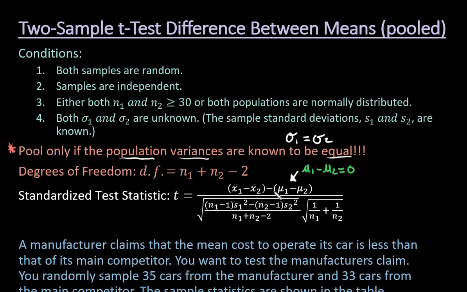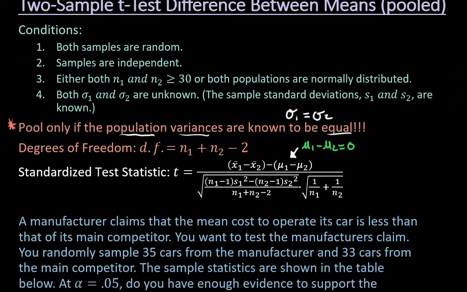So for the most part, you're going to start with the assumption that there is no difference, that they're equal to each other, and so it's going to be 0, but the problem could specify that there is a difference, and that's the only time this would change. N1 represents the size of your first sample. S1 is the standard deviation of the first sample. It's really important to understand which one represents 1 and which one represents 2.